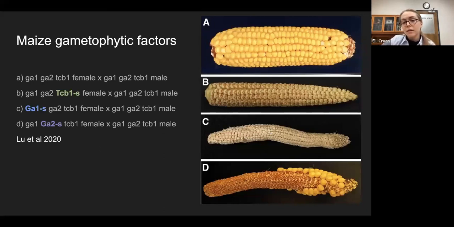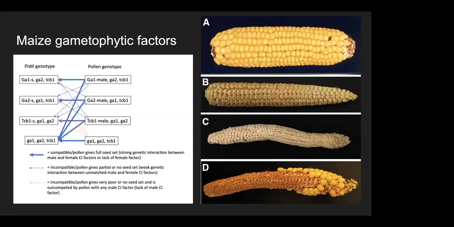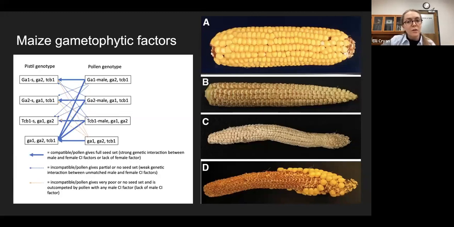One thing you can notice in this panel D, with the GA2 female crossed by the wild type male, is that we do have some nice seed set near the tip of this ear. This is where the silks are shorter. If we think about what these factors might look like, one of the first questions, just seeing this evidence, is whether these factors are all just the same thing as each other.